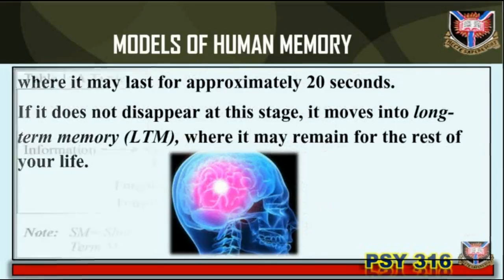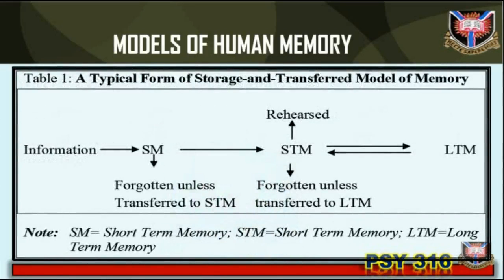Table 1. A typical form of the storage and transfer model of memory. Information goes to sensory memory. Forgotten unless transferred to short-term memory. Rehearsed in short-term memory, it moves to long-term memory. If not, forgotten unless transferred to long-term memory. Note: SM equals sensory memory, STM, short-term memory, LTM, long-term memory.